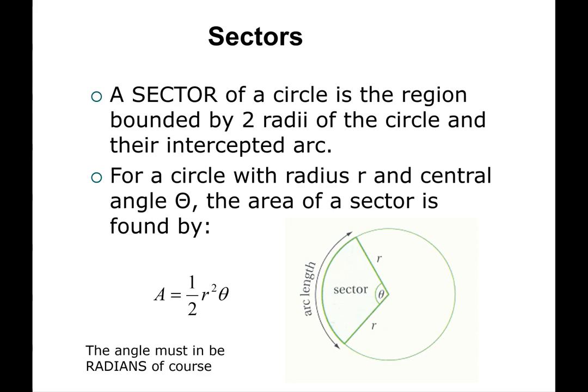And finally, that brings us to the last formula of the day, and it has to do with finding the area of the sector of a circle. A sector of a circle is the region bounded by 2 radii of the circle and their intercepted arc. The formula says for a circle with radius r and central angle theta, the area of a sector is found by the following: 1/2 the radius squared times the angle. And of course, the angle must be in radians. So again, everything from today, the angle has to be in radians to start. If it's not, you have to first convert it.